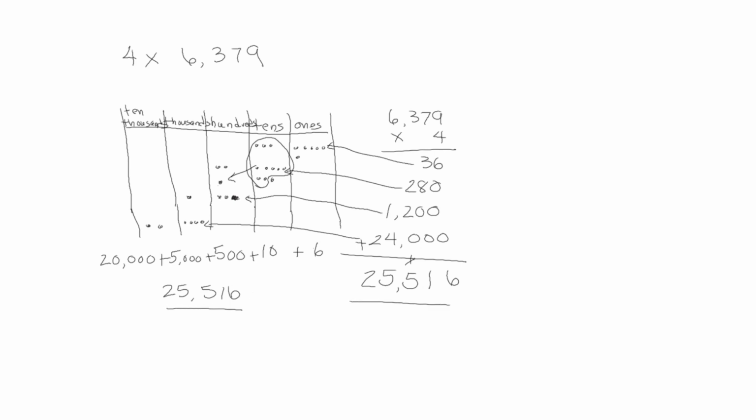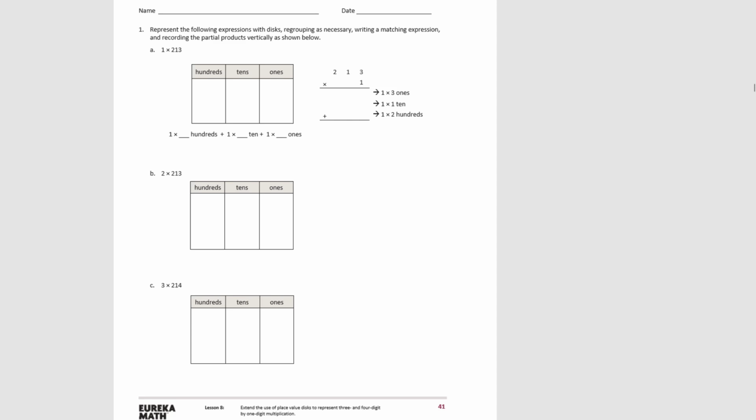So again, in this one, we went from partial products to the place value chart. Either way is fine, whatever works for you. Let's try some problem set problems. The first one says represent the following expressions with disks, regrouping as necessary. Write a matching expression and record the partial products vertically as shown below. So we start out with an easy one.